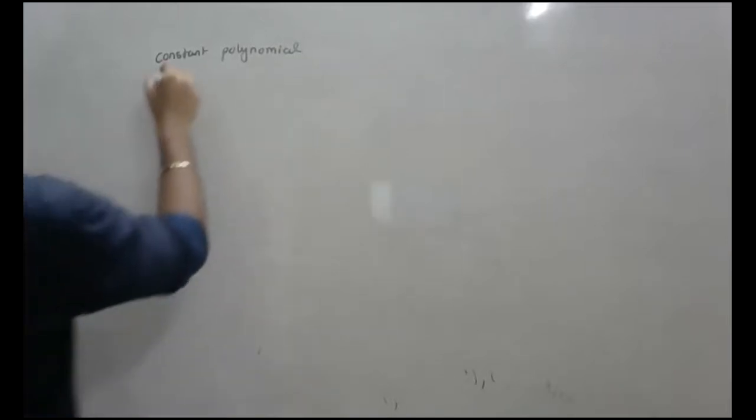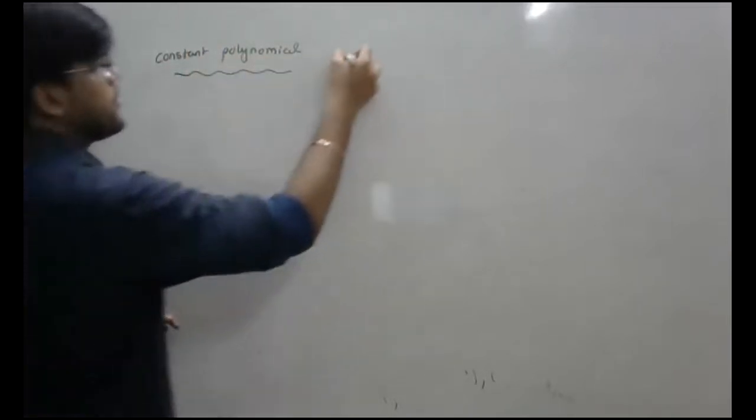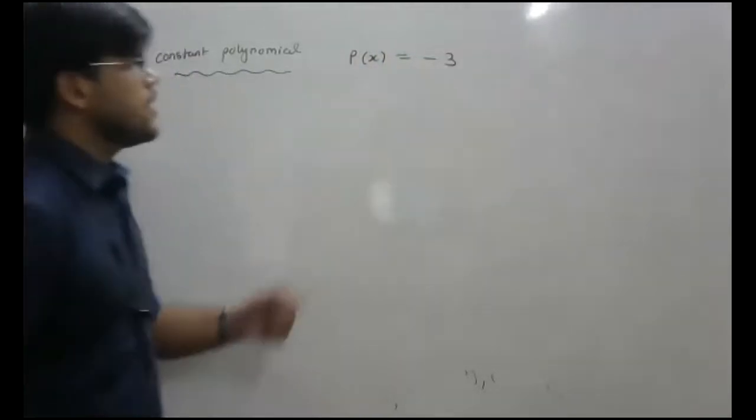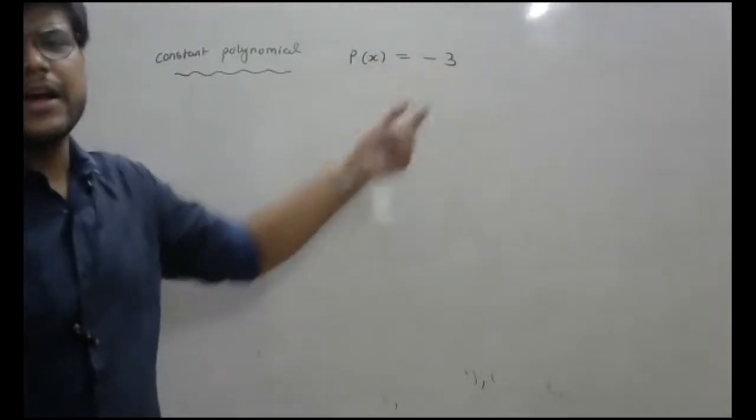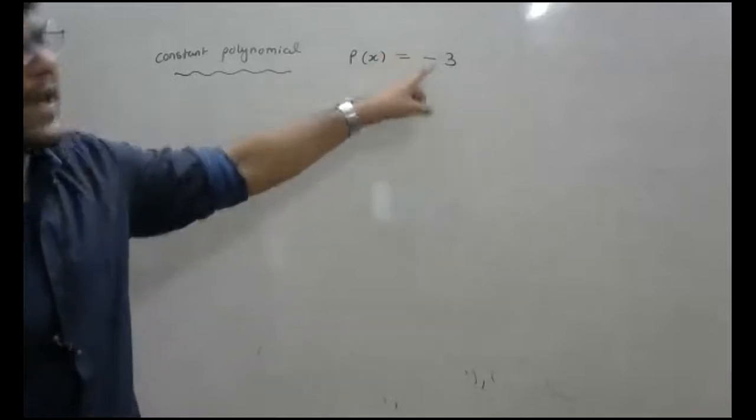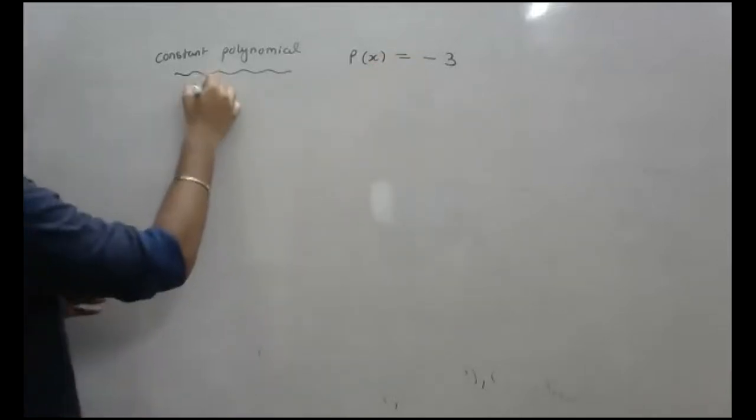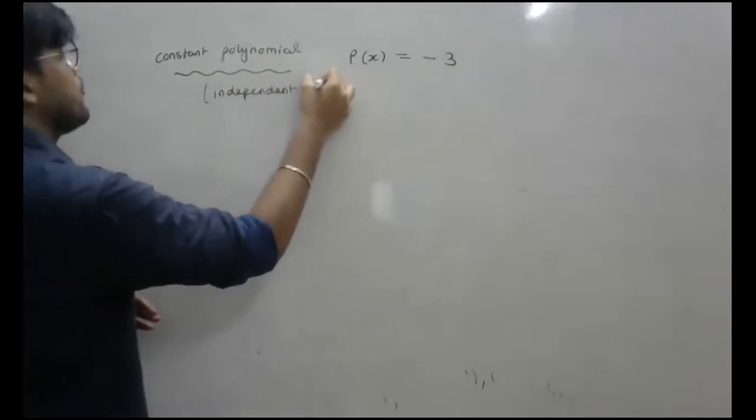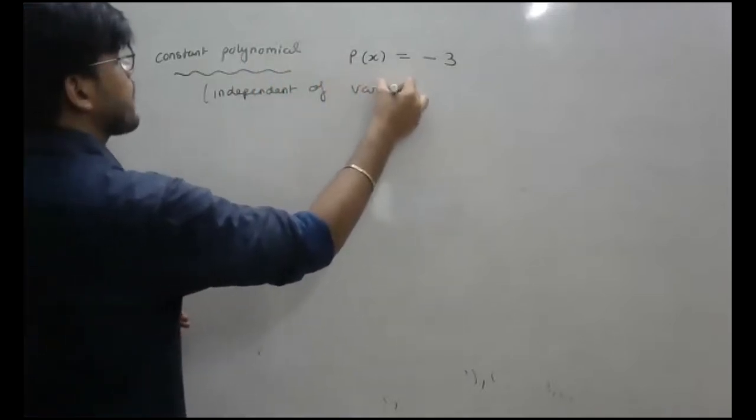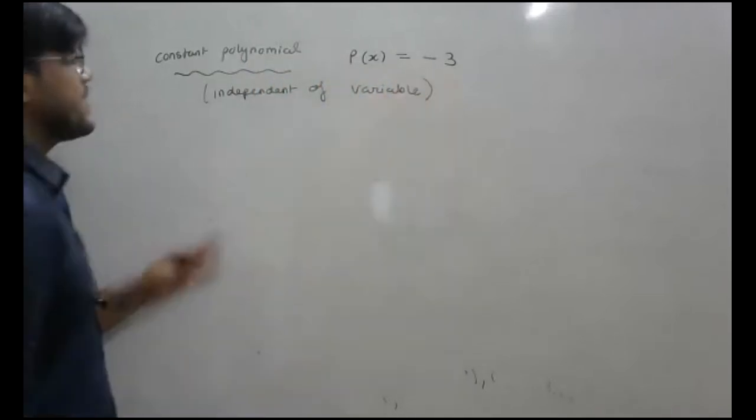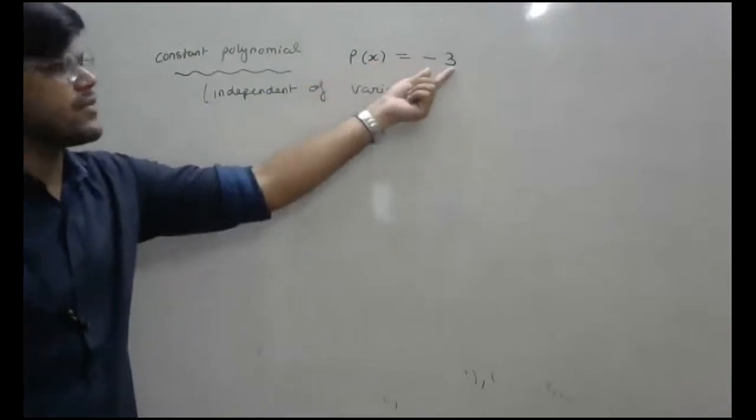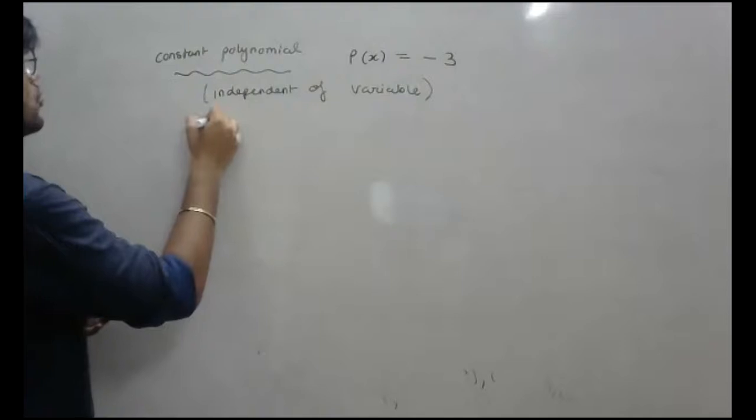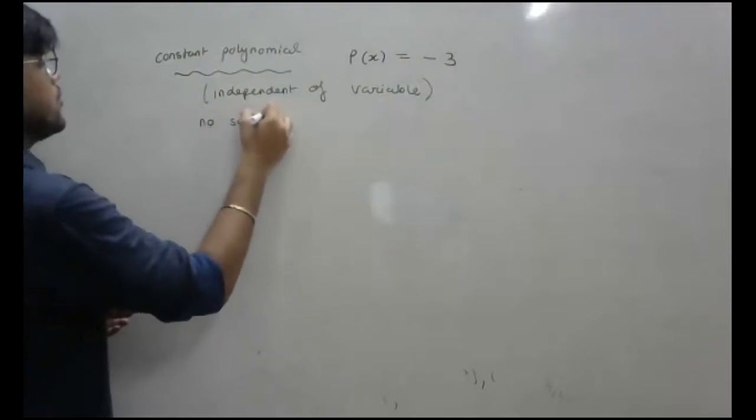So when we have a constant polynomial, for example p of x equals some number, let's say -3, the polynomial is just some number. There is no x. It is not depending on x. It is independent of the variable. The value of p of x is -3. It is fixed. So we have no solution.